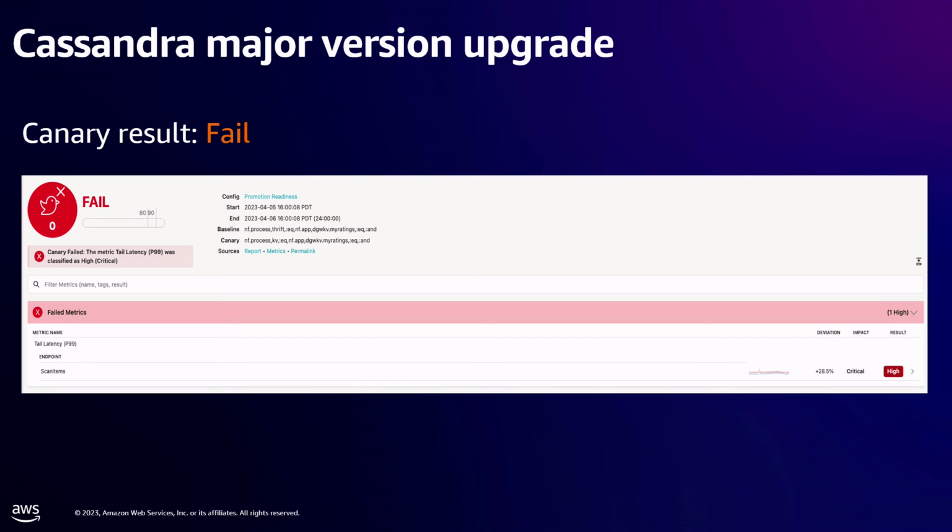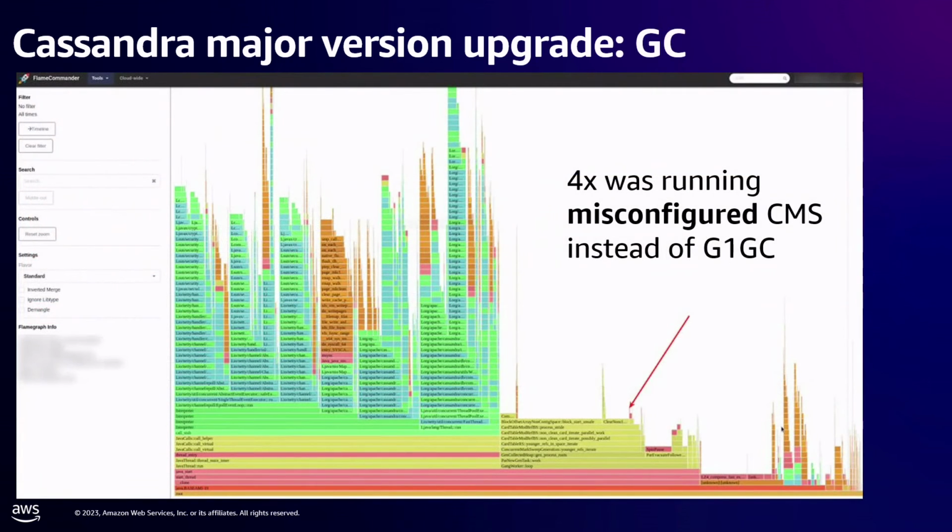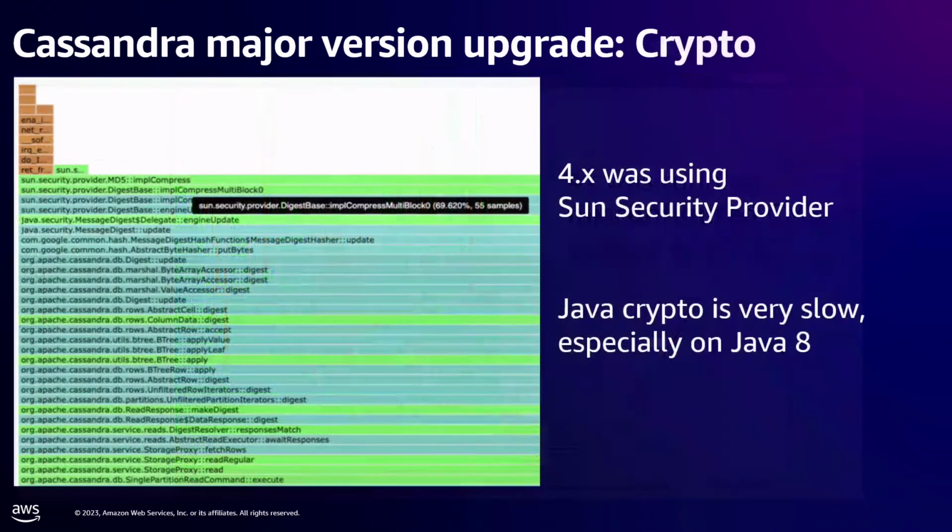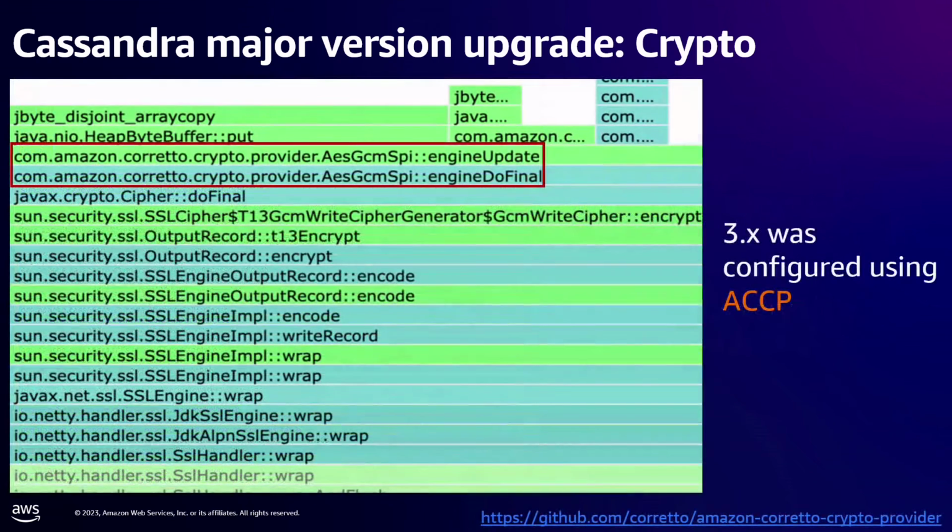Then we thought, okay, let's try to figure out what is the difference in the execution. Like, what's the CPU difference? What is the properties difference in both systems? When we did the CPU profile analysis, we realized that the nodes running on Cassandra 4 were misconfigured to use the CMS garbage collector in place of G1 GC. They were also misconfigured to use a Sun security provider, which is relatively slower for the Netflix environment. And when we verified the Cassandra 3 nodes, we realized that they were configured to use the Amazon Corretto crypto provider, which is significantly faster. So these are a few differences which we realized from the CPU profile.